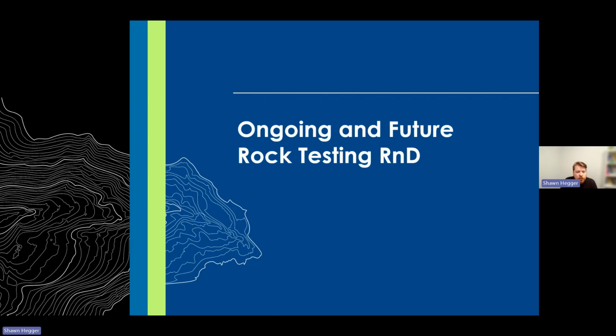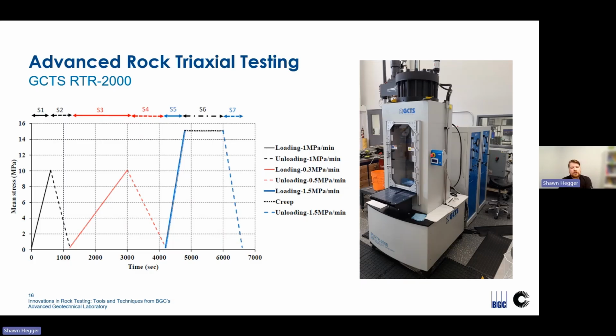Now I'm going to switch into providing a few snapshots into what we're currently working on and what we're hoping to pursue regarding rock testing research. So the BGC lab has a GCTS rapid rock triaxial testing machine. It's a closed loop, digitally servo controlled system with confining pressure and pore pressure control systems. This machine allows us to work with clients to develop custom procedures that require an advanced rock testing apparatus.